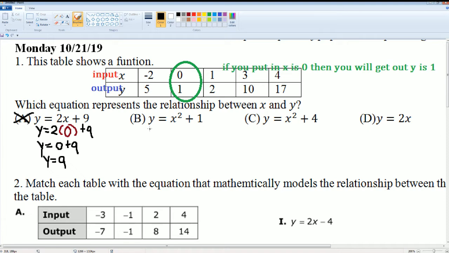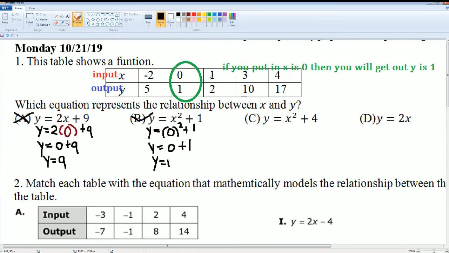Okay, let's try this. Y is equal, x is, we put in 0 squared, plus 1. Y is equal, what is 0 squared? Just 0. Bring down everything, plus 1. We get y equals 1. Does that work? Does y equal 1? Yep, this one works. Let's see if it works for anyone else.